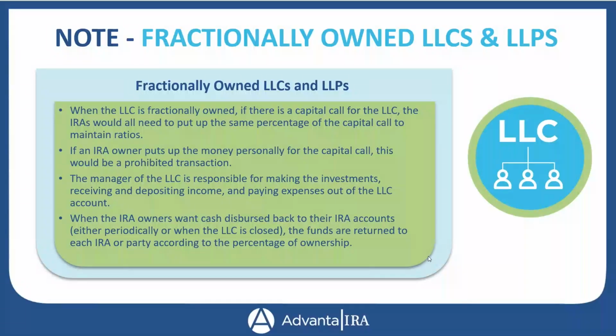So if all of a sudden they said, oh, the property in the LLC needs a roof, and we both need to put $10,000 into this for $20,000 total, and Joe didn't have the $10,000, he could always make an annual contribution to make up the difference. But if he did not, they would have to figure out a way, because Jane could not front the money for his IRA, that would be prohibited. So just being aware of those little nuances will be important. If the IRA owner puts up the money personally for the capital call, this would be considered prohibited.